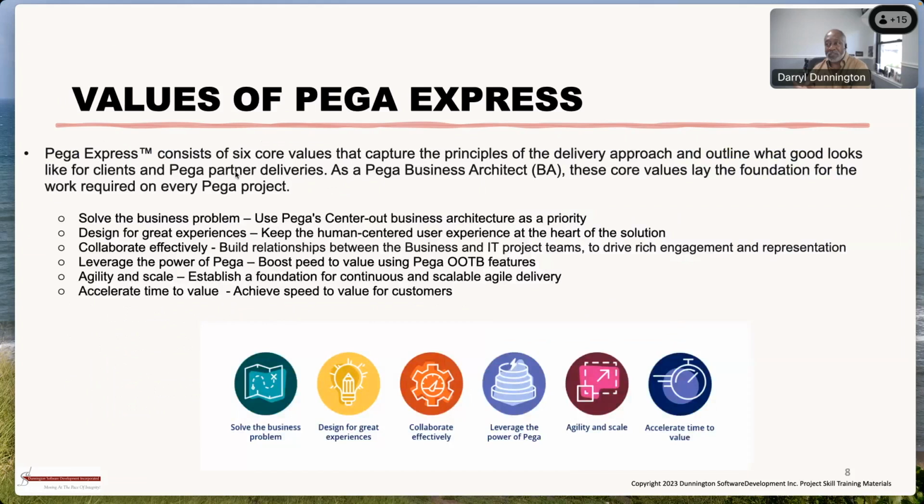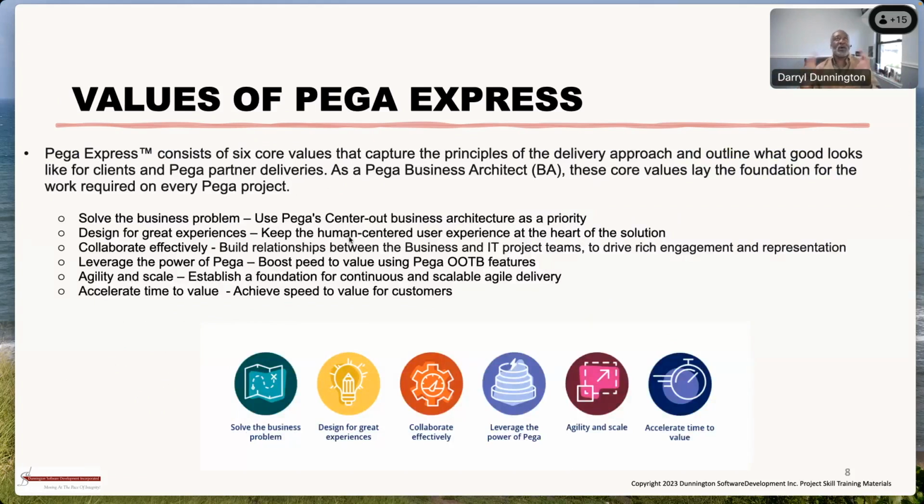So what are the values of Pega Express? I tell you this because it's part of the certification, but it's also good to know. There are 6 core values. Solve the business problem. Well, some of these are very obvious, right? We want to use the center out approach to make sure that we're using our architecture and our tool set appropriately in Pega. Number 2, design for great experience.